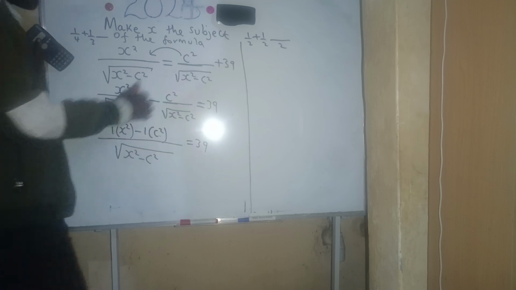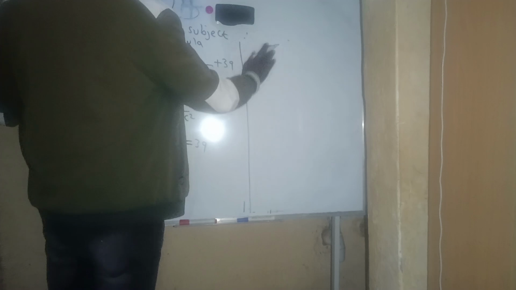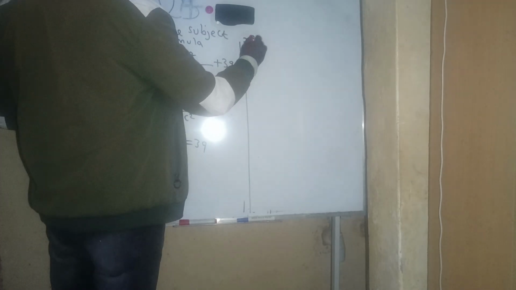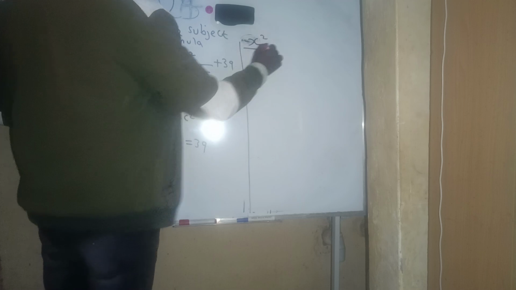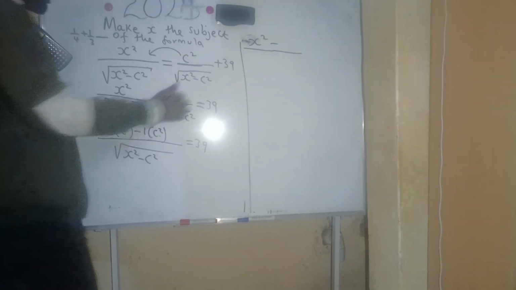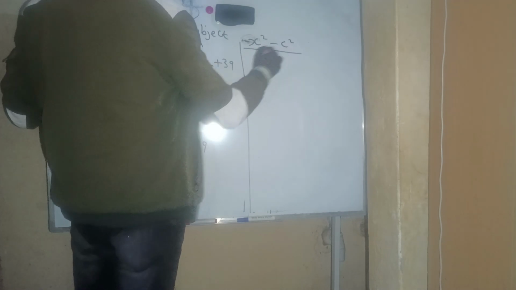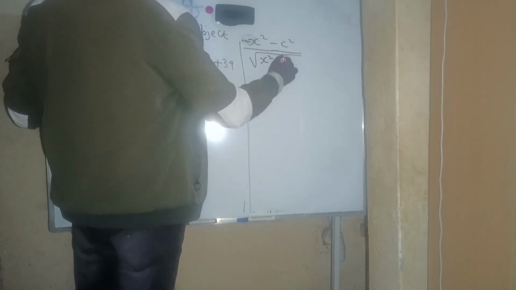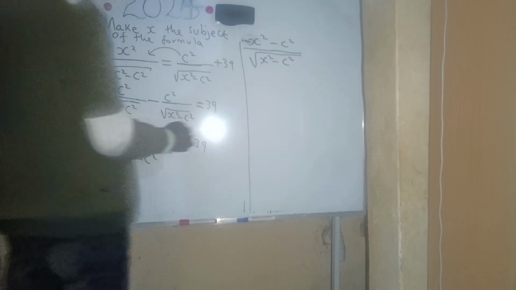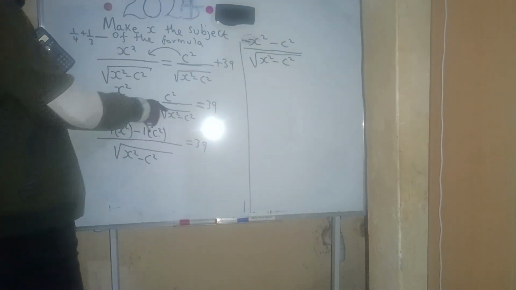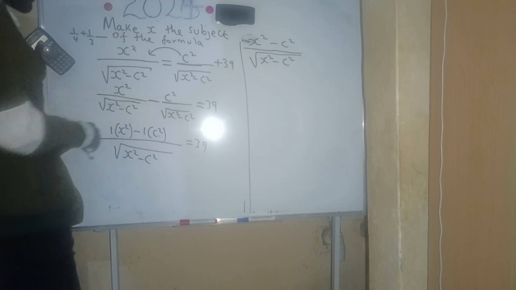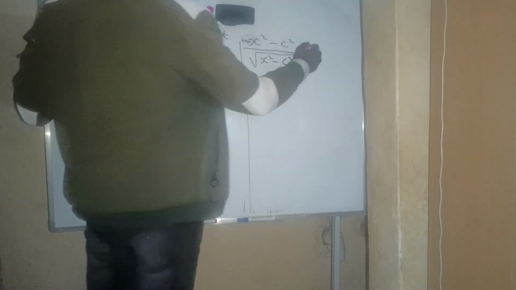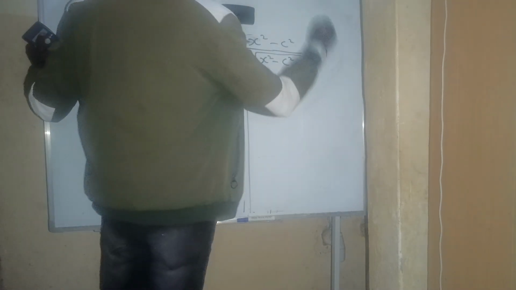So 1 times x squared gives us x squared, less 1 times c squared, that is c squared, and everything is over the square root of x squared minus c squared, which we took as our LCM because whatever is on the denominator side is the same for the two parts. So that is equal to 39.